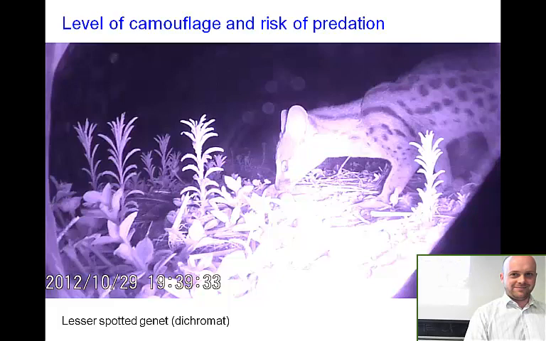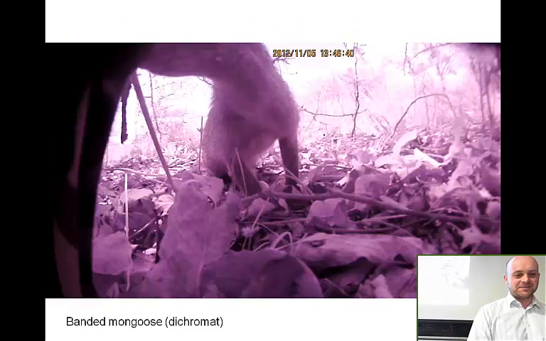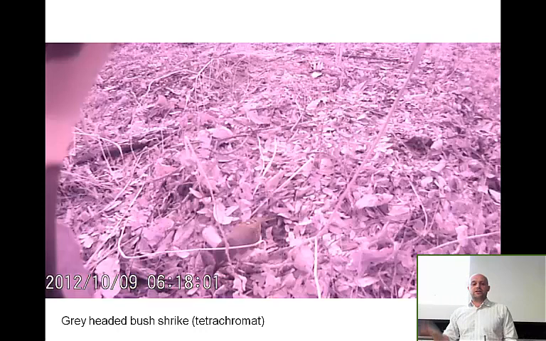I'm not saying they don't use smell to detect some of these eggs as well. And both those groups are dichromats, so they only see a limited number of colour types. This, on the other hand, is a grey-headed bushshrike, which is a tetrachromat. It's got the UV vision and four different cone types. And this was actually eating one of the eggs as well.